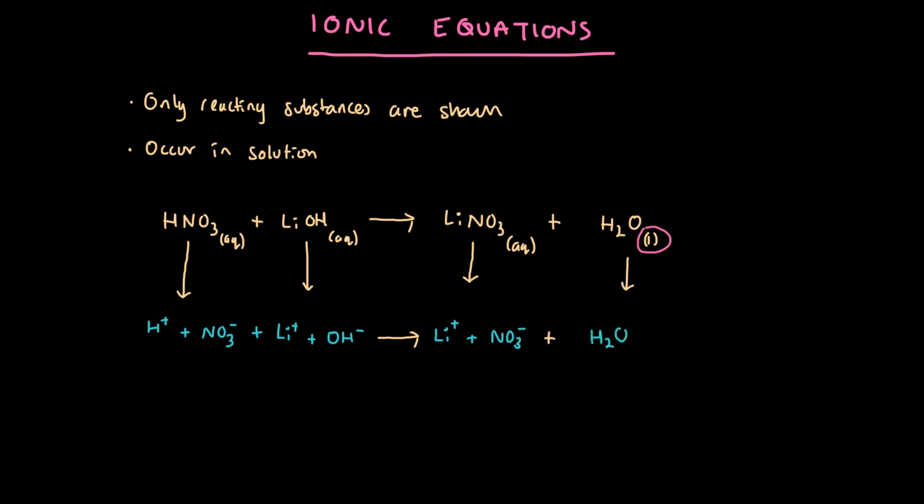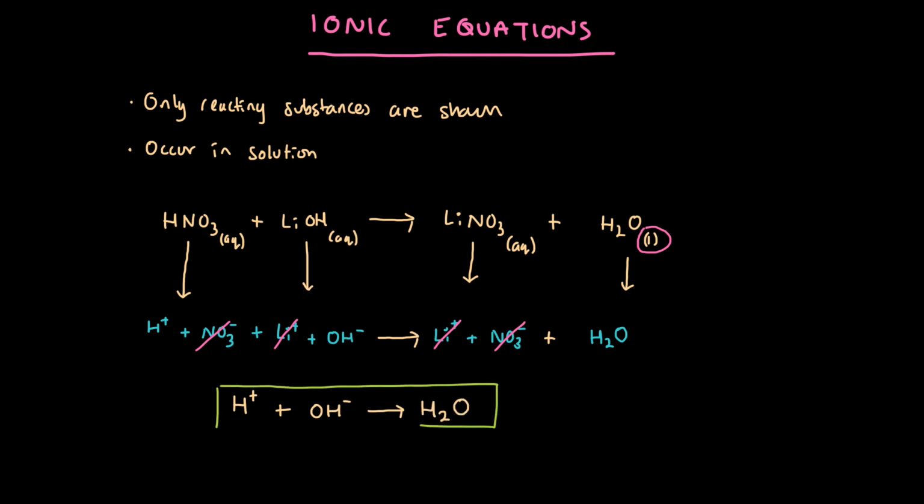Now we need to cross out ions that appear on both sides of the equation. So that's NO3 minus and Li plus. Write down what is left over, which is H plus, OH minus, giving us water. So this is the ionic equation.